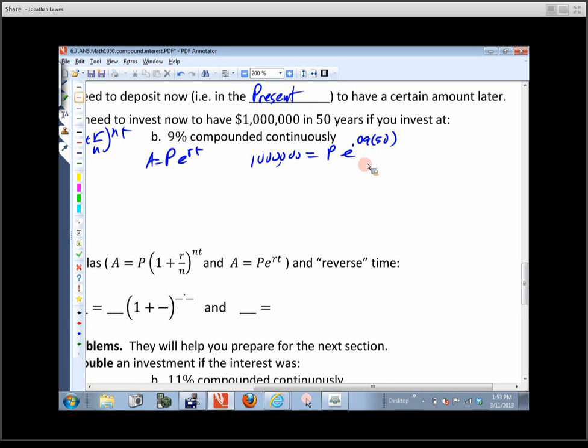So again, get used to this. This stuff right here. What is it? What is it, Zach? It's a number. It's a very ugly number, but it's just a number. So if we want to get P by itself, let's divide by that. So this is going to be 0.09 times 50. E to the 0.09 times 50. So I get P equals this.